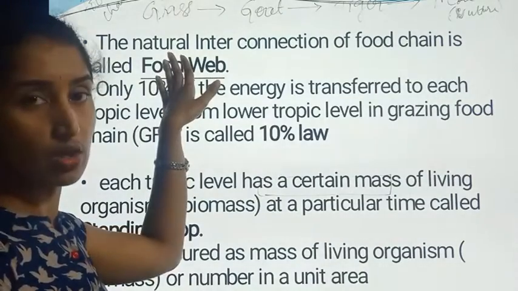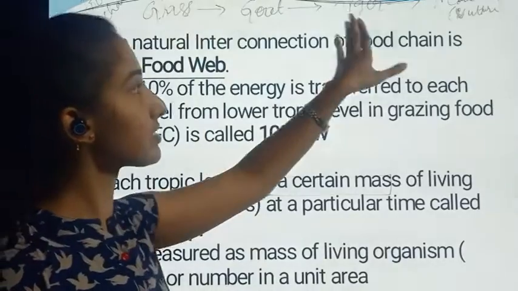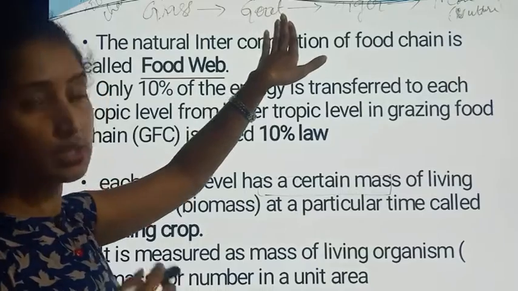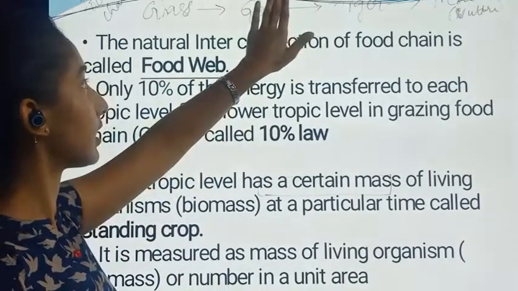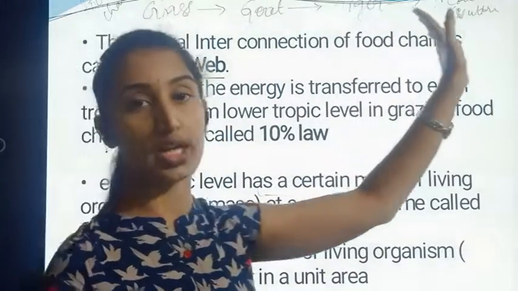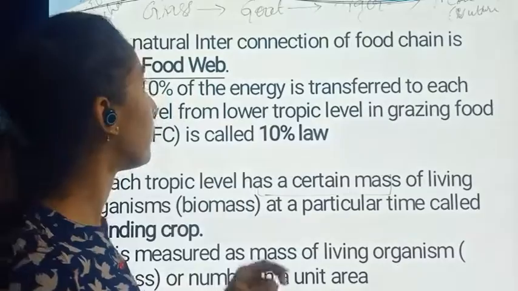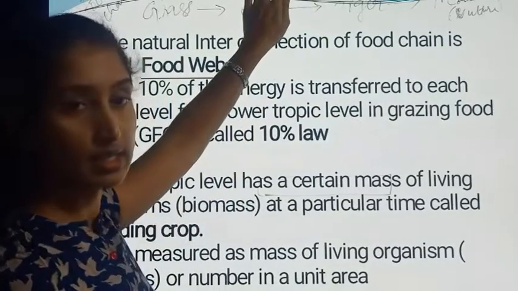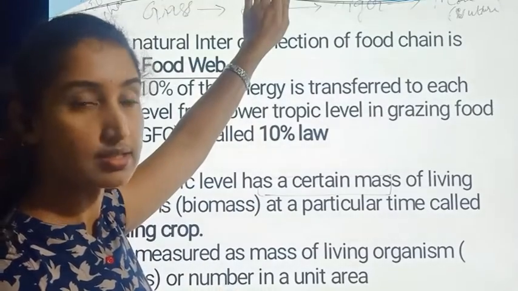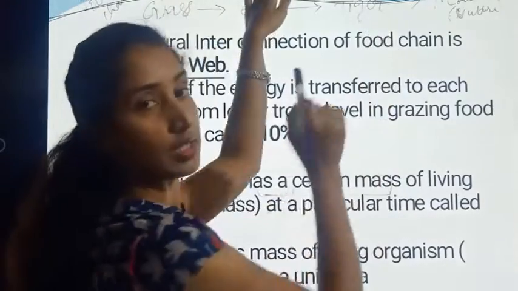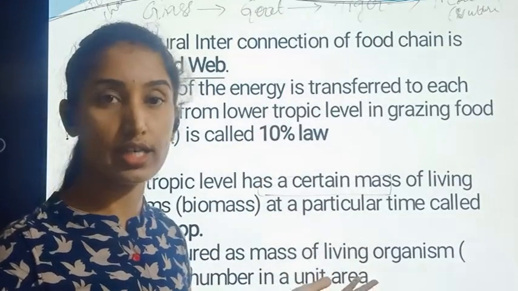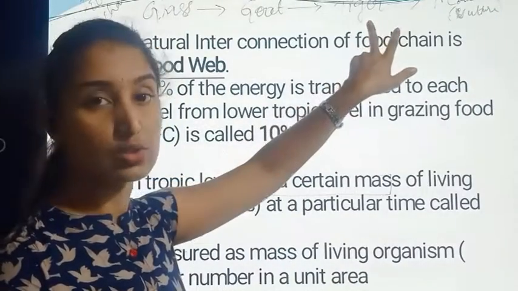Before explaining the food web, we shall see the food chain. If any one of the trophic level organisms is eroded or extinct, the whole food chain will be destroyed. For example, if the goat is completely destroyed, or extinct, what happens? The tiger, the secondary consumer, dies. Why is it dying? Because the tiger does not get any food.